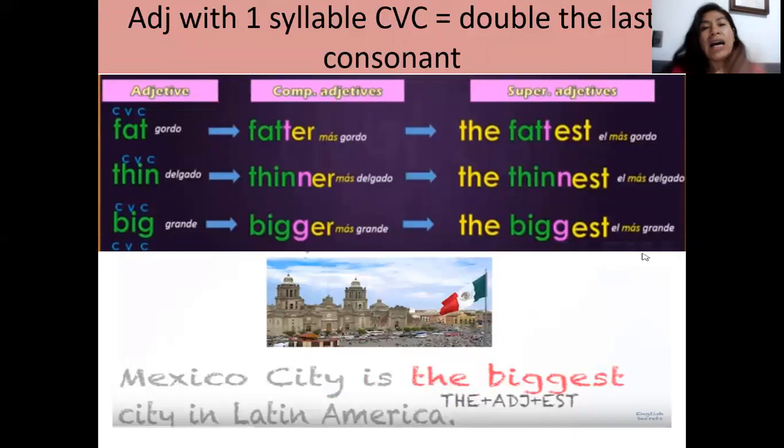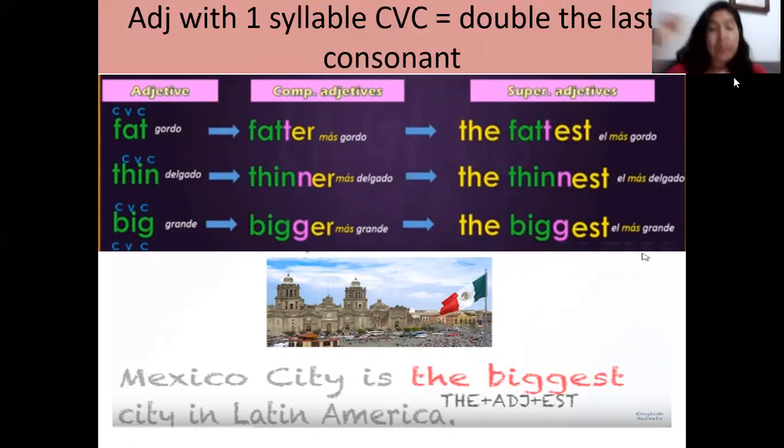Now, we have another new rule. In this rule, we're talking about the case that the adjective has only one syllable, but from the right to the left, the order is consonant, vowel, consonant. What happens? In this case, we double the last consonant. Look at the example. Fat.